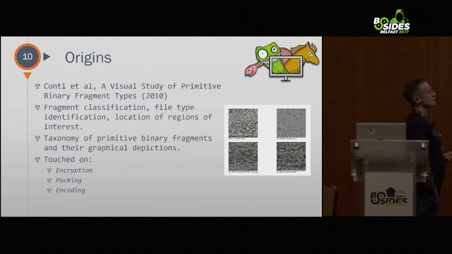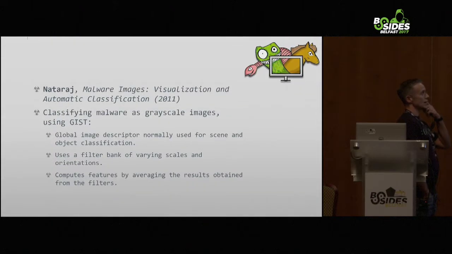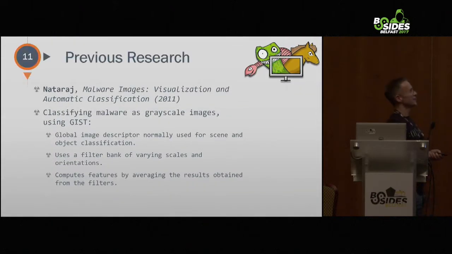The nearest work to mine was by Lakshmanan, I don't know whether I pronounced that right or not, Nataraj, who did use a similar kind of system for classification of malware. He did the same method where he converted the binaries into grayscale images. He used a global descriptor called GIST. GIST is basically a whole bunch of filters. It's actually 32 different filters, which we call Gabor filters.